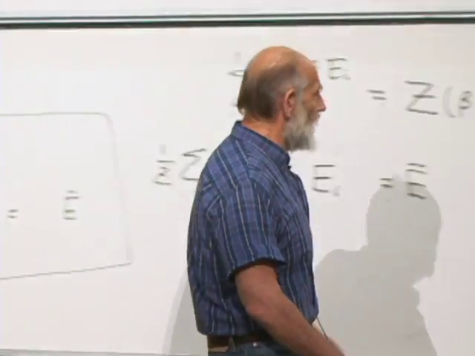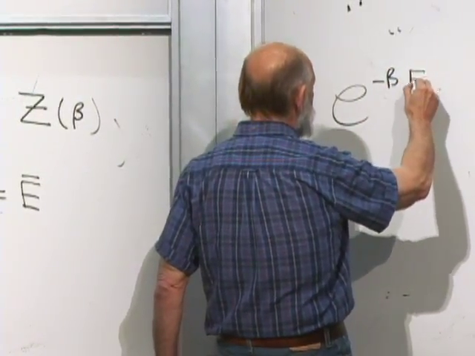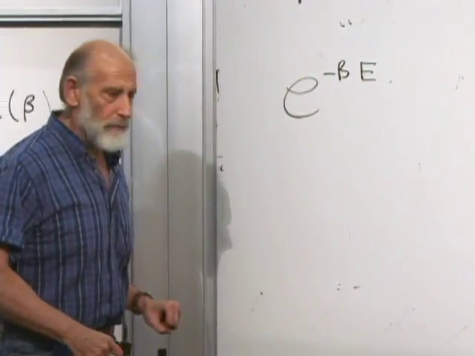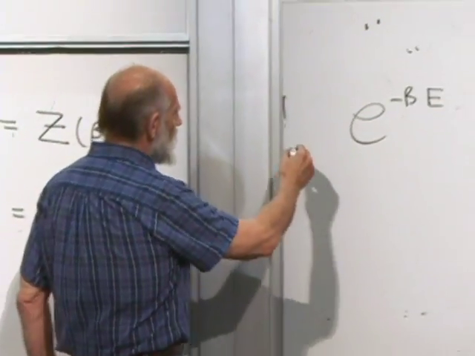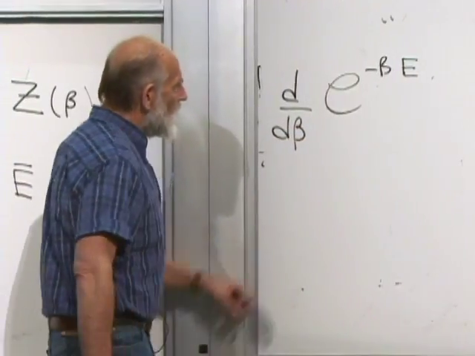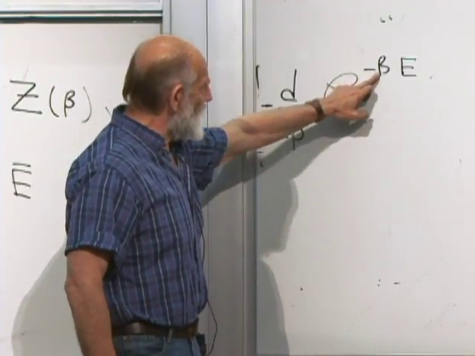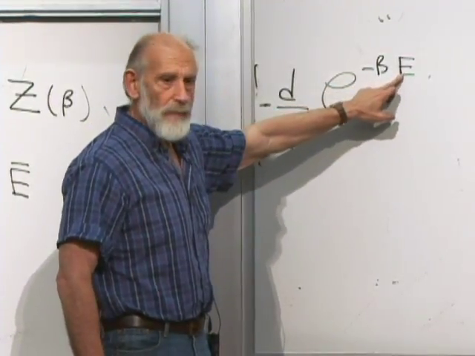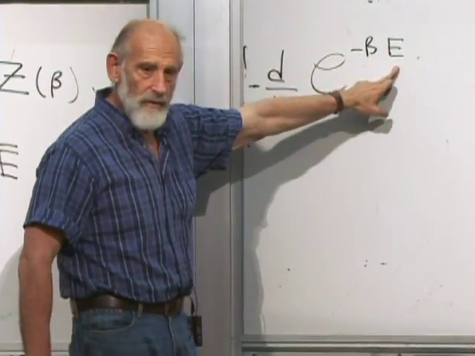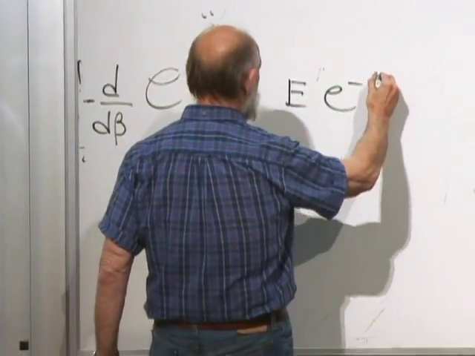If I have a thing like e to the minus beta e, and I want to multiply it by e, one way of doing it is just to differentiate it with respect to beta, and then we have to change the sign. The derivative with respect to beta of an exponential e to the minus beta e is just e times the exponential. Not this e, this e. This is equal to e times e to the minus beta e.